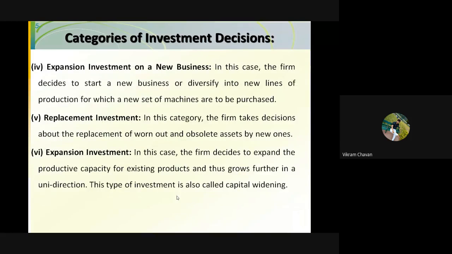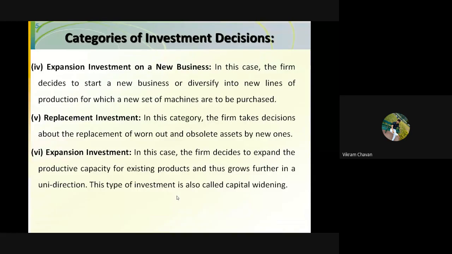Then the next, fourth category, is nothing but what? Expansion investment, or a new business. In this case, the firm decides to start a new business or diversify into new lines of production for which a new set of machines are to be purchased. So if the company wants to start a new business, it needs to purchase new machinery and land to produce the new products related to that new business. So this particular investment will come under the expansion investment.